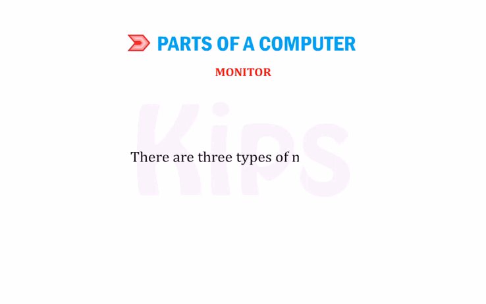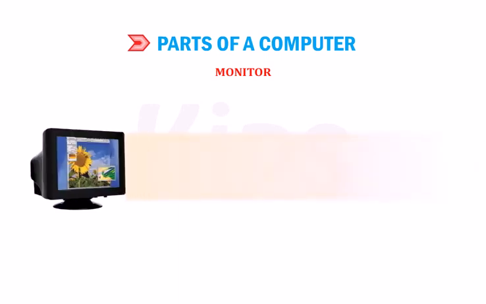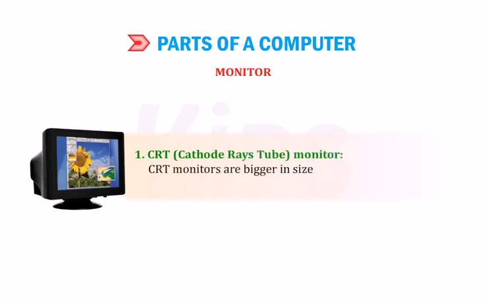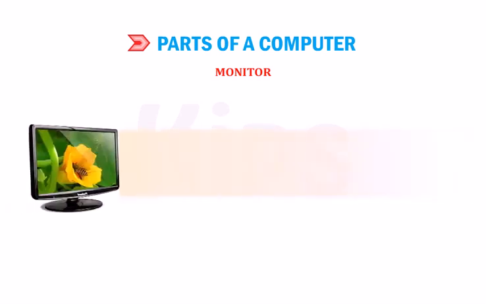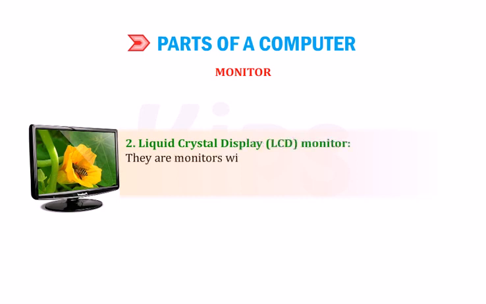There are 3 types of monitors. CRT, cathode ray tube monitors. CRT monitors are bigger in size and consume more power. Liquid crystal display, LCD monitor. They are monitors with flat screens that consume less power.